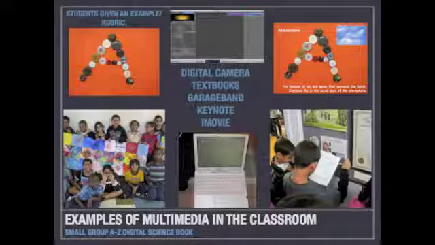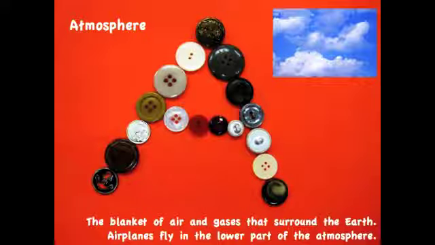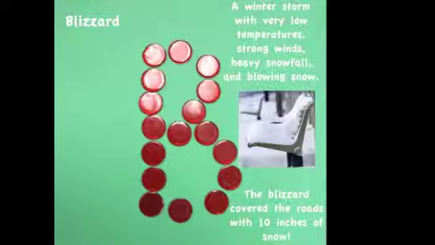Here is the beginning of one of the books created by the small groups. A is for atmosphere, that blanket of air and gases that surround the Earth. B is for blizzard, which is a winter storm with a low temperature, strong wind, heavy snowfalls, and blowing snow.